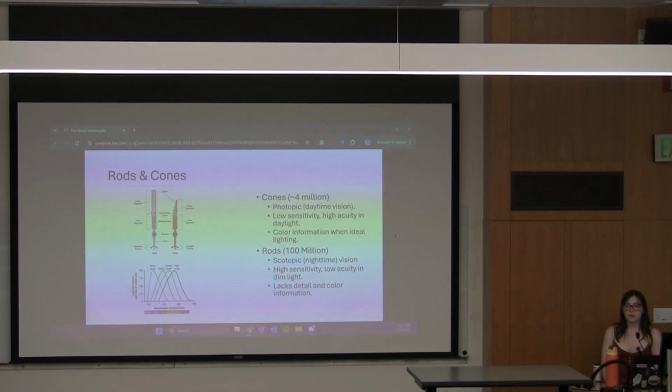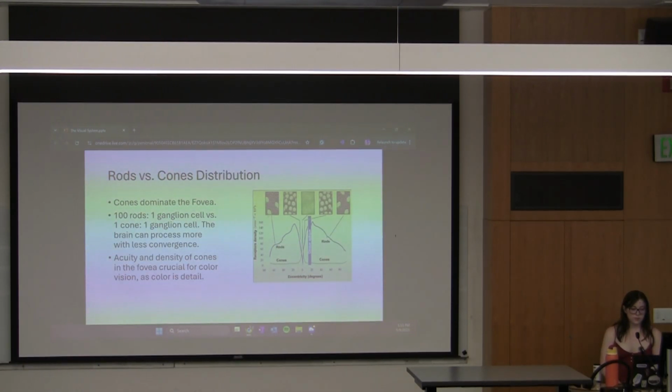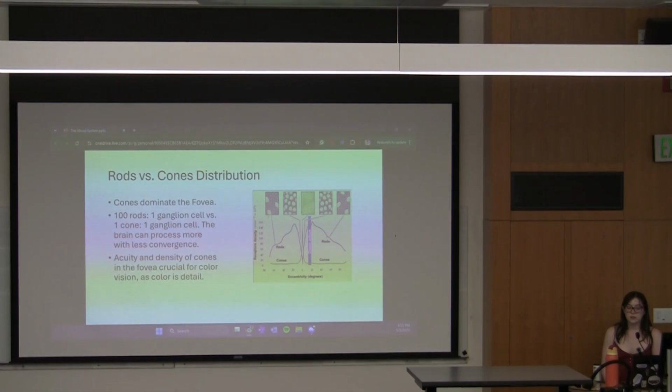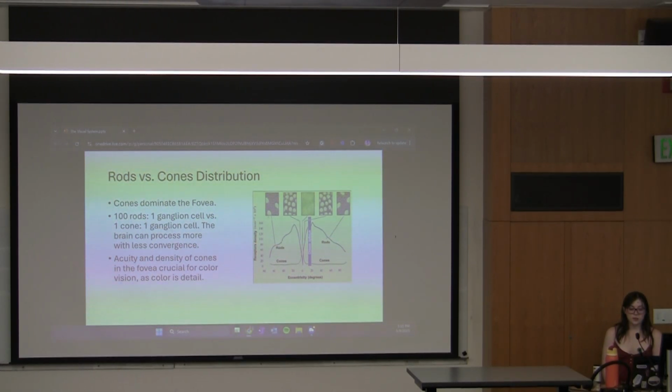They're highly sensitive but have a low acuity in dim light, lacking detail and color information. So there's about 100 rods to a single ganglion cell versus one cone to each ganglion cell. This is why the rods are so sensitive. The brain can't have detailed images, just the shape when it comes to rods, whereas for cones, you get very detailed color vision.